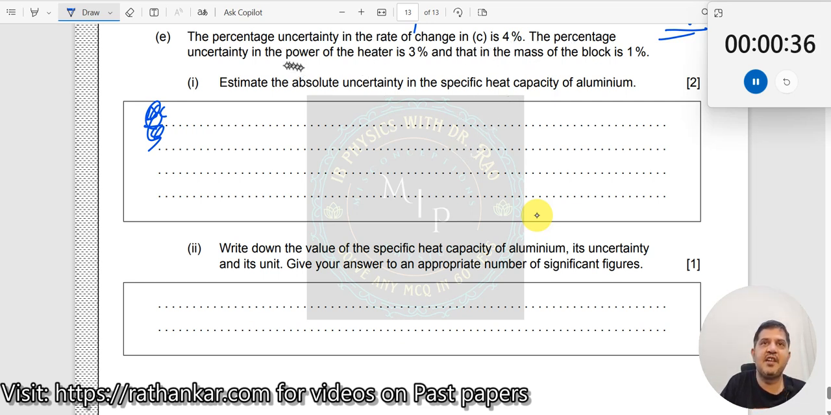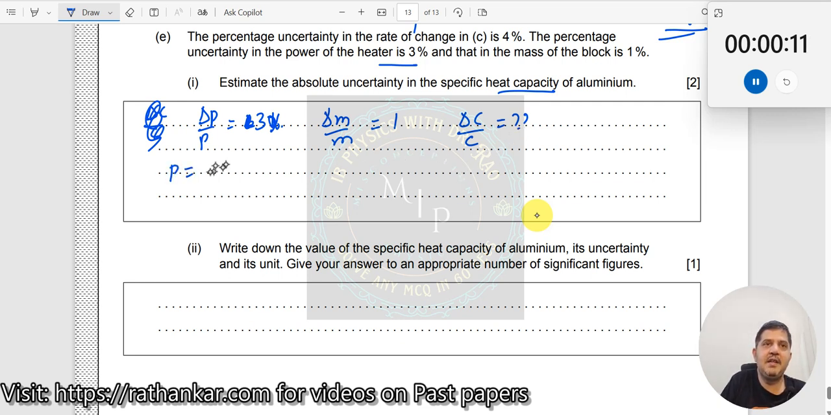The percentage uncertainty in the power of the heater, delta P by P is equal to how much? 3%. And the mass of the block, delta M by M is equal to 1%. And then what is the absolute uncertainty in the specific heat capacity of aluminium? Delta C by C is equal to what? Okay, so we know that P is equal to MC delta T by delta t. Now what I'll do is I'll call this as X over here.